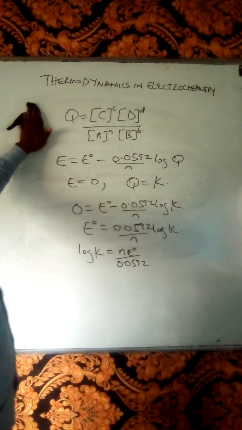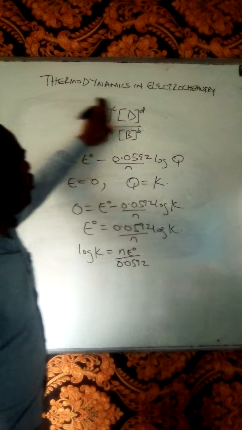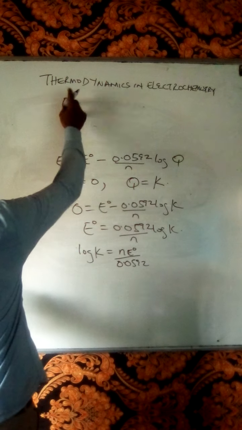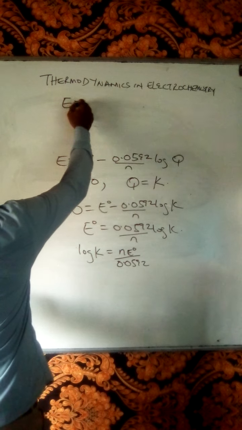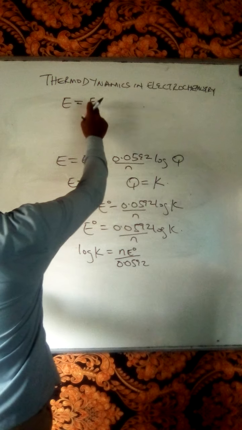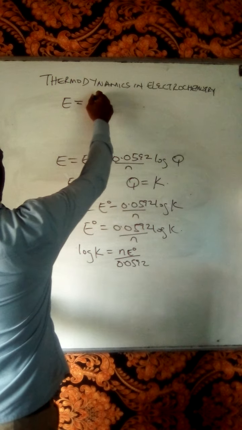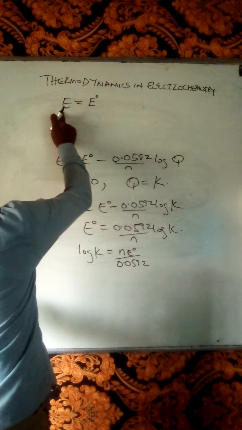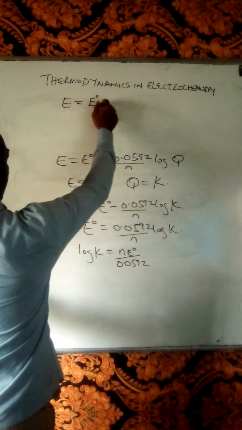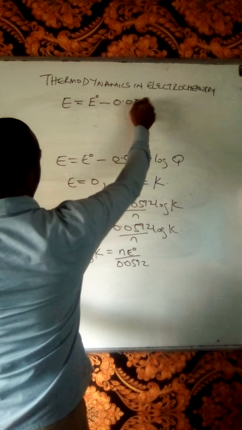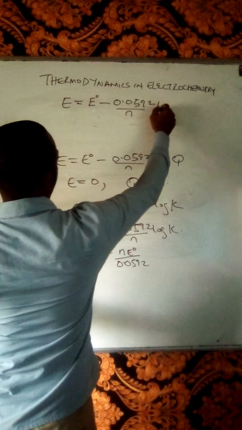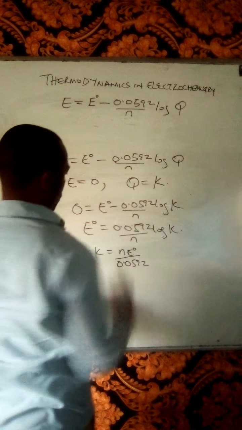Okay, so what have we learned today? We have been able to derive the Nernst equation, given that the cell potential at ordinary state is equal to the cell potential at standard state minus 0.0592 over the number of moles of electrons transferred, log Q. That is the Nernst equation.